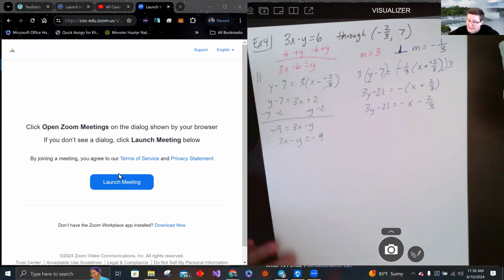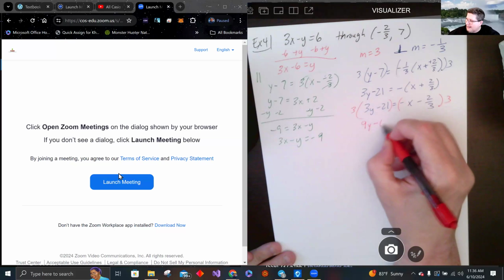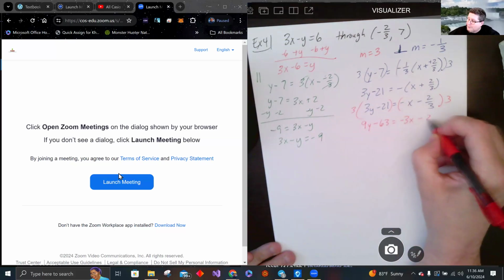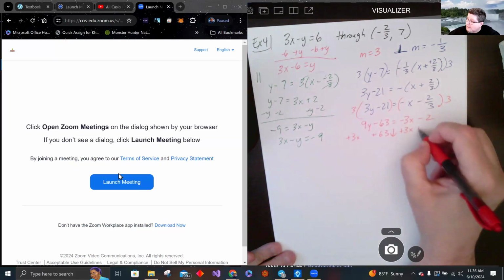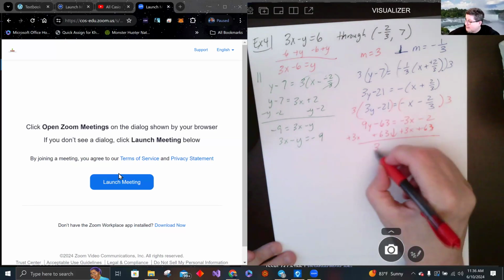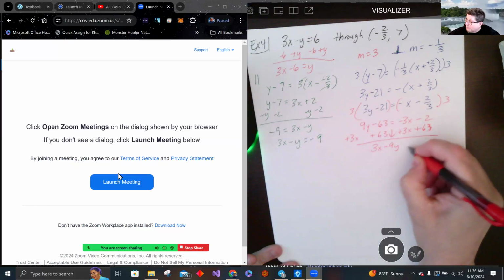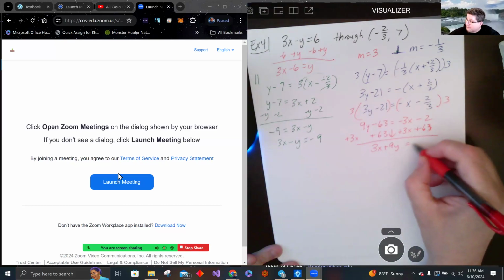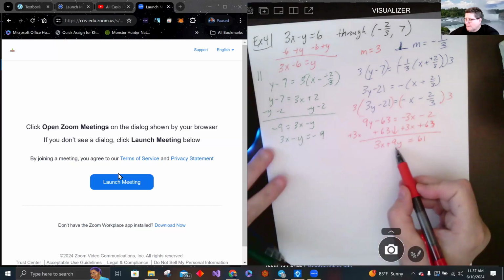I'm going to clear fractions again because standard form doesn't have fractions in it. This is 9y minus 63 equals negative 3x minus 2. Now I can add 3x to both sides and 63 to both sides. And I get 3x plus 9y equals 61. So these kind of have them swapped if I divided by 3.